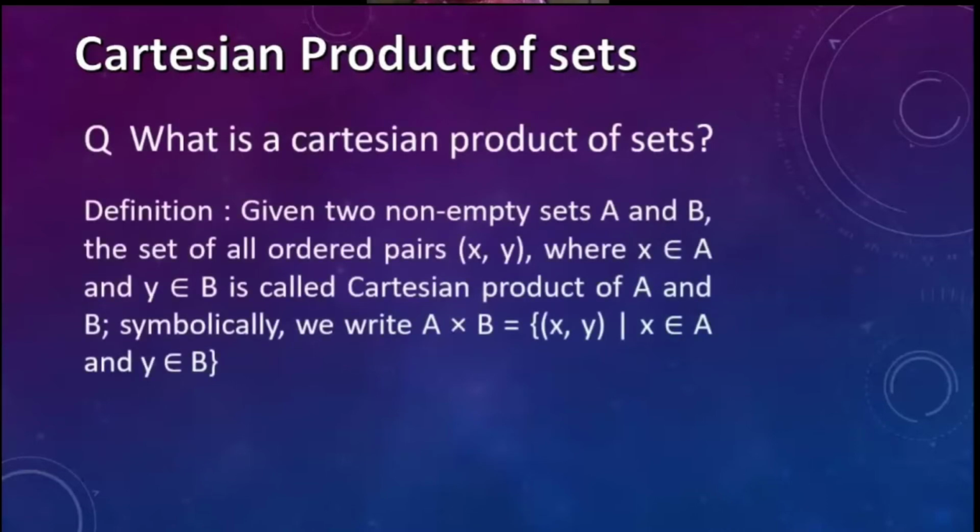The definition is: given two non-empty sets A and B, the set of all ordered pairs (x, y), where x belongs to A and y belongs to B, is called the Cartesian product of A and B. Symbolically, you write it A cross B, which is equal to {(x, y) : x belongs to A and y belongs to B}.